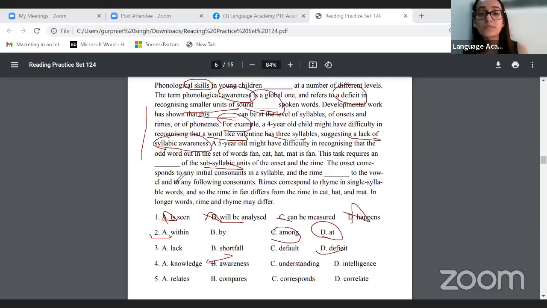The onset corresponds to any initial consonants in a syllable and the rhyme dash to the vowel. So this is just like plan A resulted in this and plan B resulted in that. So you have to follow the same verb that they have used. The onset corresponds to this and the rhyme, we will also go with corresponds to that.